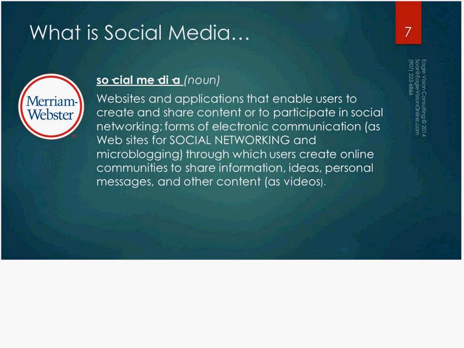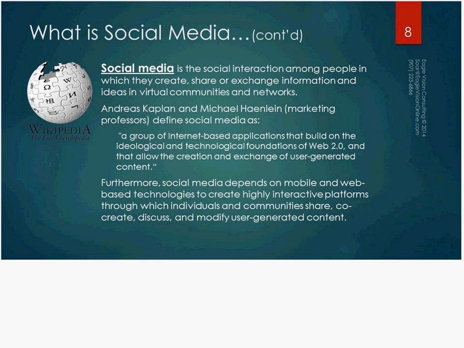Basically, Merriam-Webster Dictionary defines social media as websites and applications that enable users to create and share content in a specific kind of form. It's usually electronic communication where users can create online personas, communities, and share information, ideas, all different kinds of content, photographs, images, video. And Wikipedia describes social media as the interaction amongst people where they create and exchange information in virtual communities and networks.